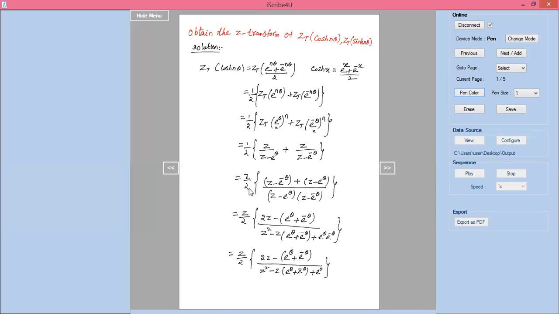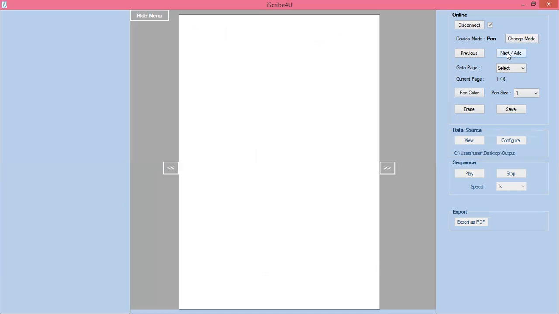Already I told, e power x plus e power minus x divided by 2 equals what? It is cos hx. Here e power theta, e power minus theta is there. So now I'll write in the next step cos hx. Z by 2 into that equals the Z transform of cos h n theta equals, we'll simplify that.